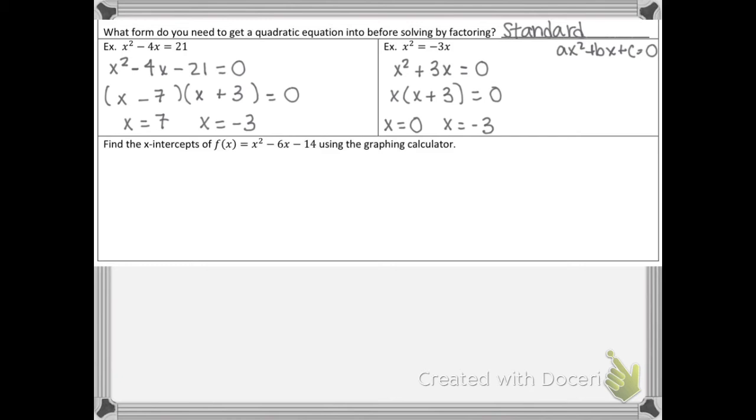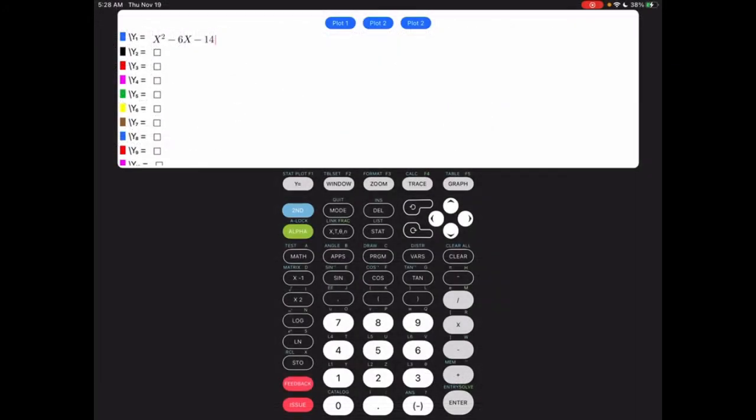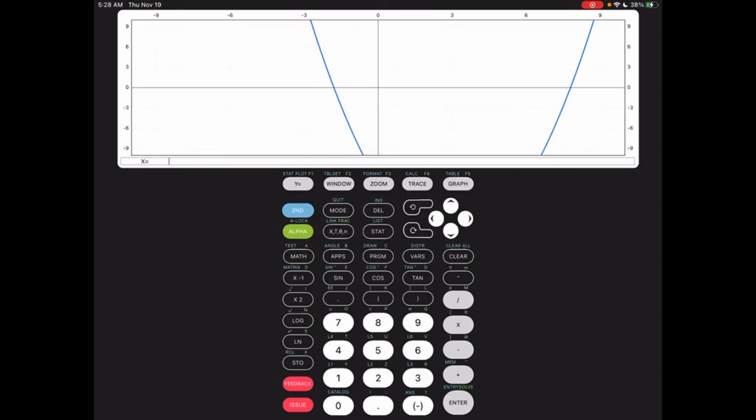Okay, and lastly, we're going to solve this in the graphing calculator. So what we're going to do is, in a second, we're going to go to our graphing calculator and type this in for y1. So x squared minus 6x minus 14, and I got to this screen by hitting the y equals button below the screen. So now going to our graph, we're looking for the x-intercepts.